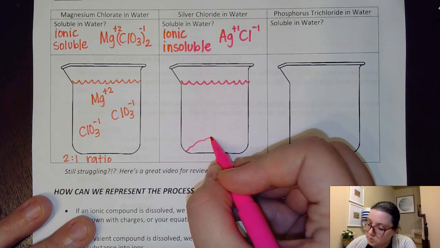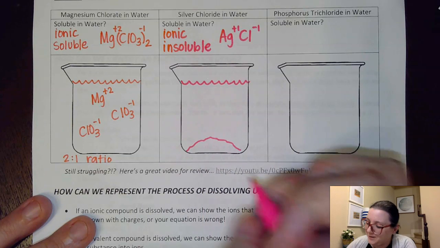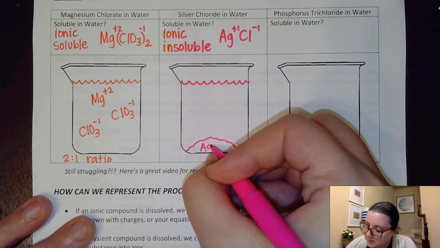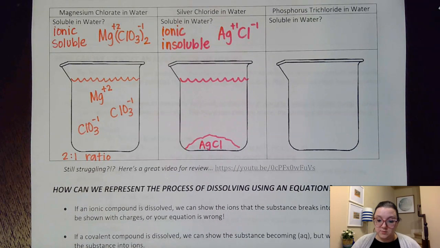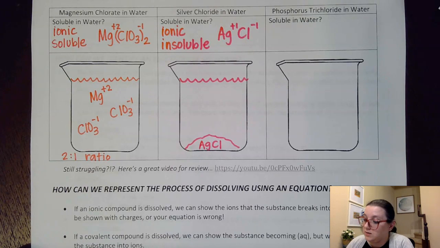So what I'm going to do is draw me a little pile of solid down here, and I'm going to label this AgCl. So that's where my solid precipitate would be residing. All right, our last one here says phosphorus trichloride in water.